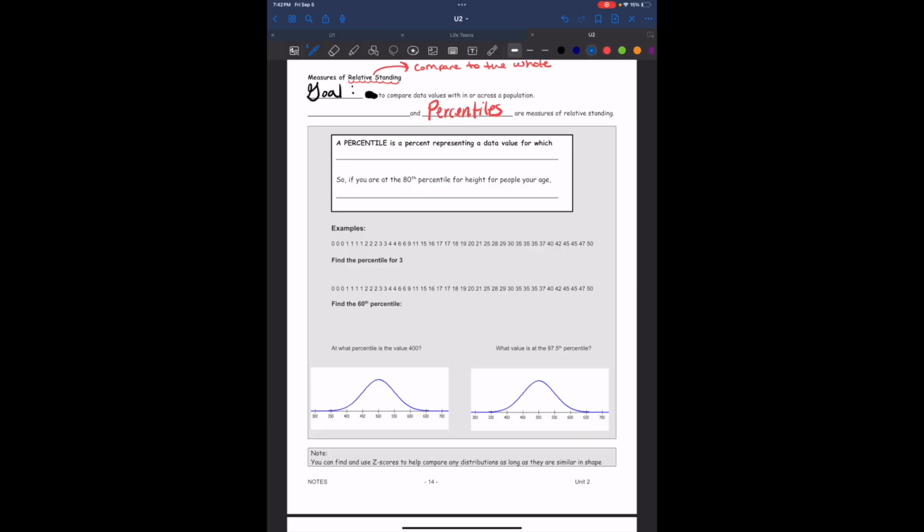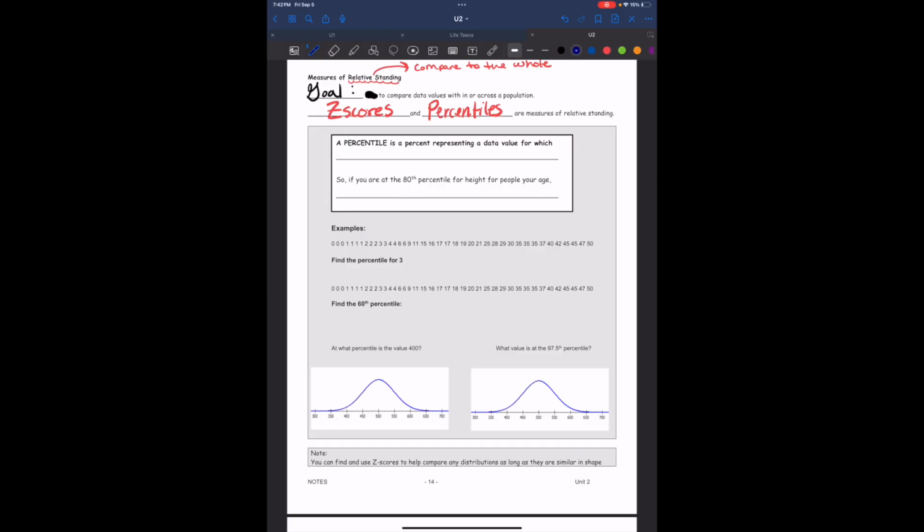The other way that we can easily make comparisons of relative standing is with z-scores. Z-scores let you see how far away on average you are from the mean, or how many standard deviations you are from the mean, and a percentile just gives a percent. Cool. So what is a percentile? Let's give that a definition.